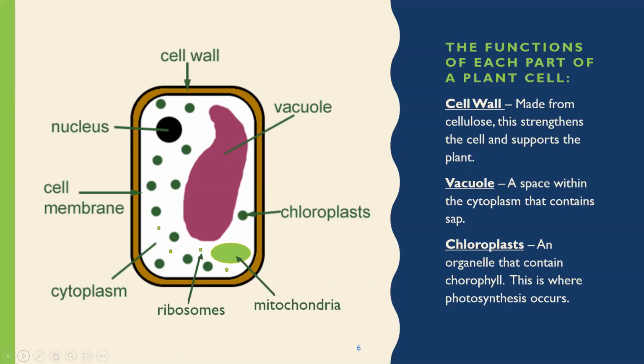And finally, we have chloroplasts. So chloroplasts are an organelle that contain chlorophyll. So chlorophyll is a green pigment. It's what makes plants green. And this is where photosynthesis occurs. And again, for those of you who may have forgotten, photosynthesis is simply using light to make different foods or things that the plant needs to live.